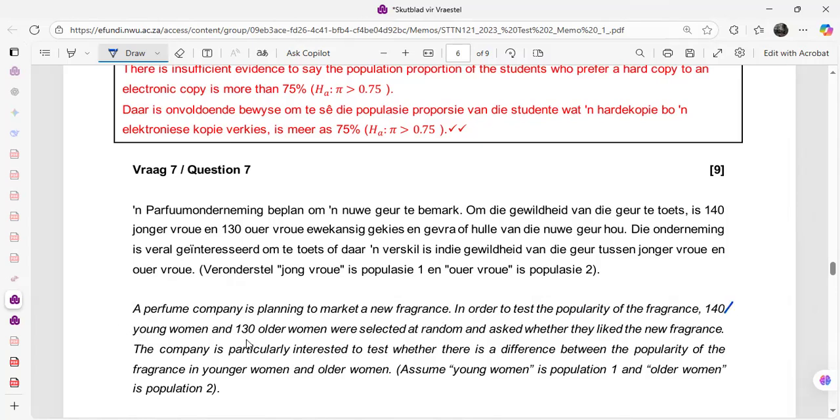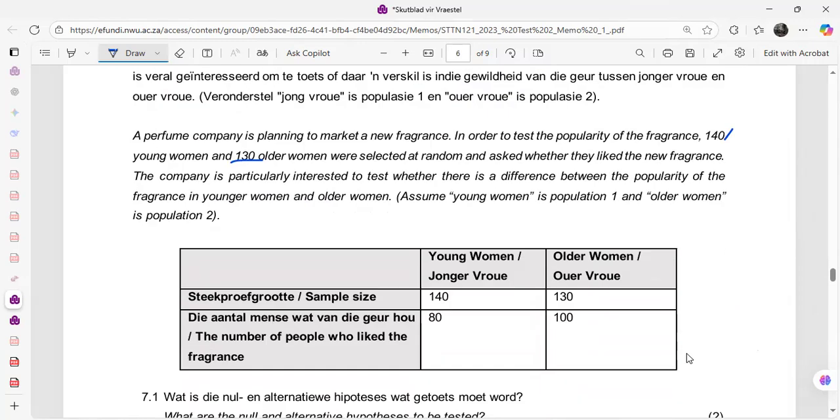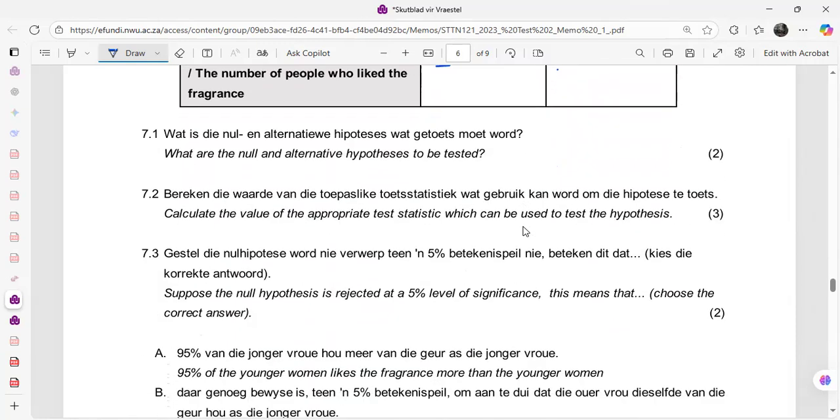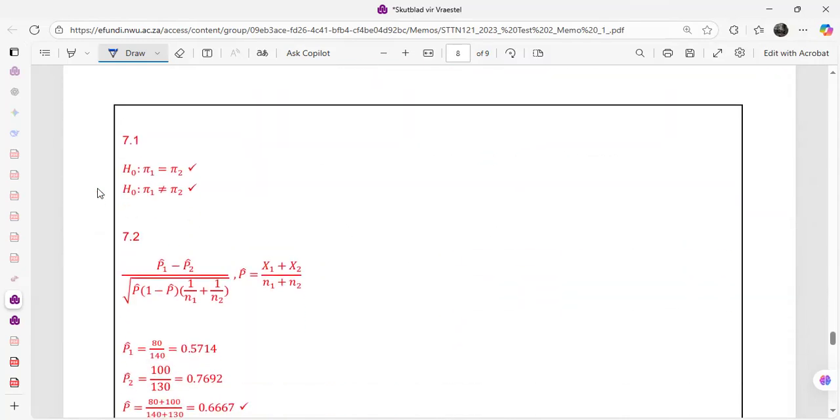140 is for young women, 130 for older. They were selected at random and asked whether they liked the new fragrance. I think this is two populations. Yes, this is okay. The sample size for the young, the sample size for the old, and the number of people who liked. It's two populations. I see two populations.